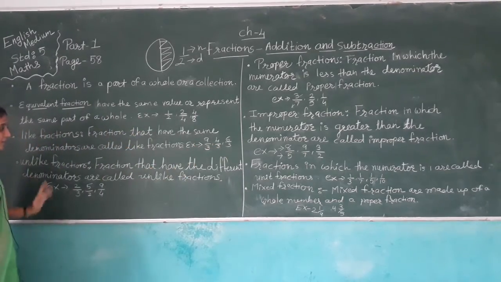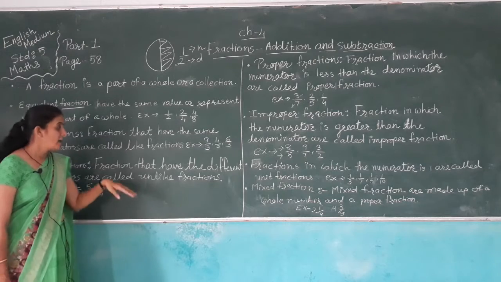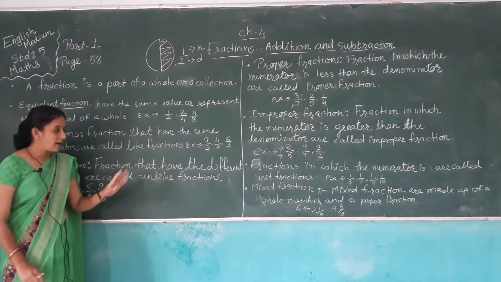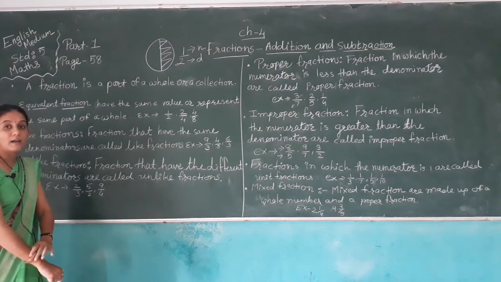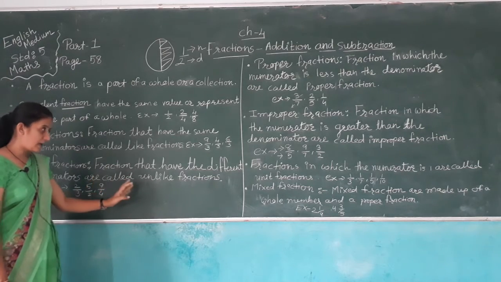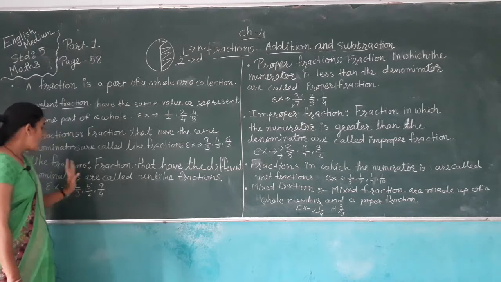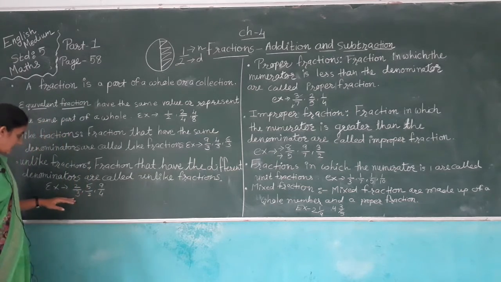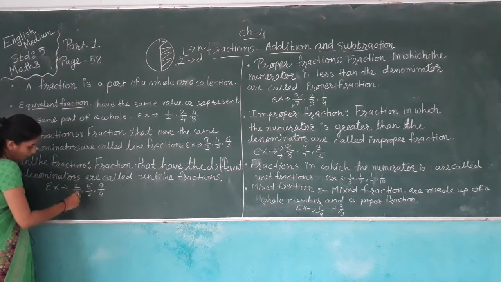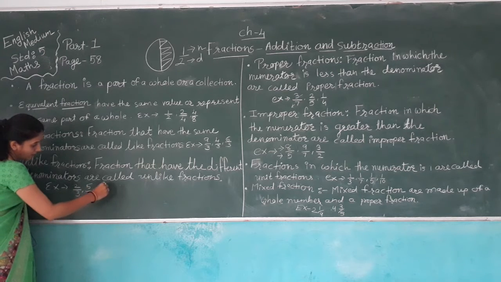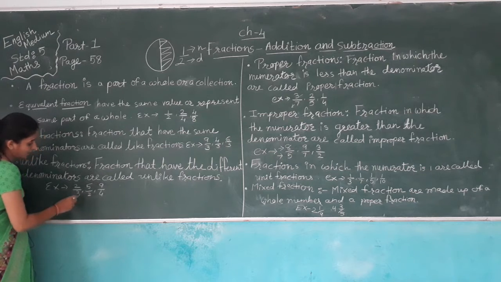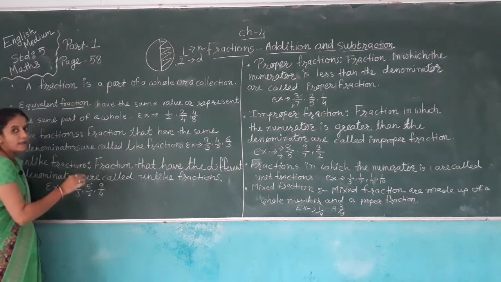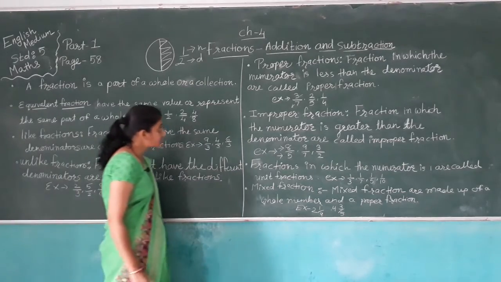Now unlike fraction. Fractions that have different denominators are called unlike fractions. Here examples are given: 2 out of 3, 5 out of 2 and 9 out of 4. In these, the denominators are different. That means these fractions are called unlike fractions.